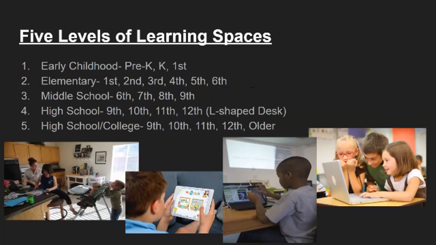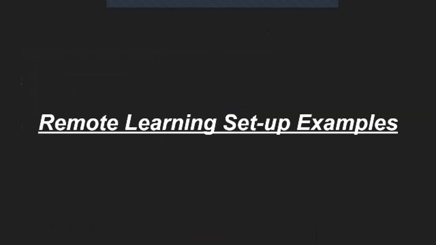What you can also see is that a lot of the overlapping is within each group as well. So you may have elementary, which is from first to sixth, and then middle school, also from sixth to ninth. That means that as the children are transitioning, they can use some of those older spaces as well, depending on the child. All right, so let's get started with some remote learning setup examples.